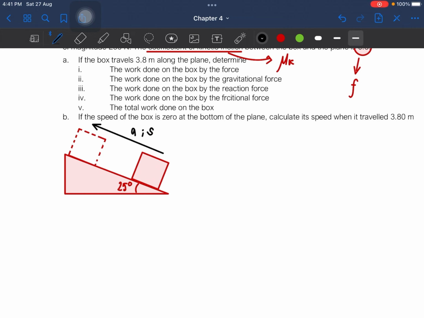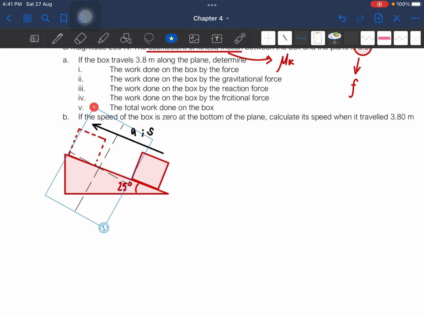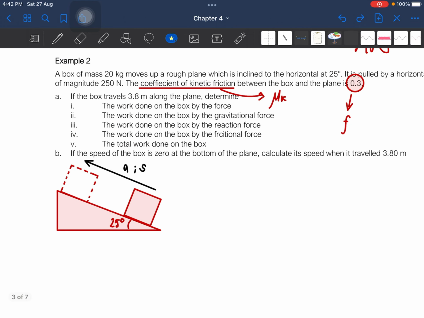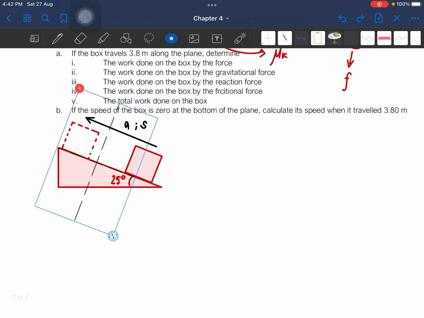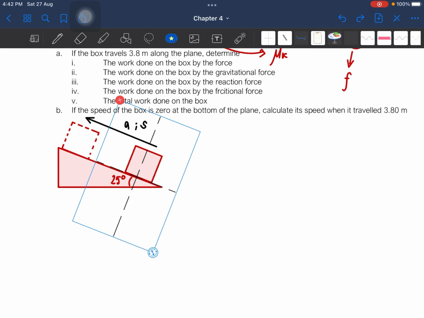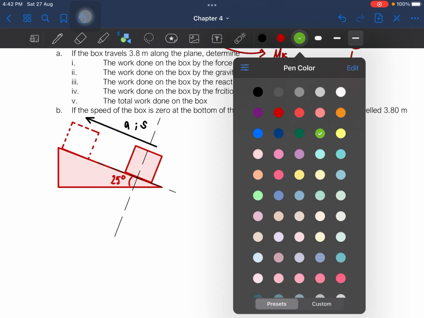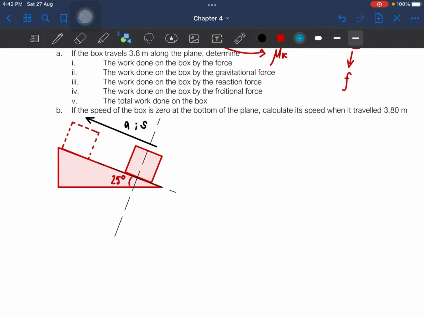Okay, so now we are gonna draw an x and y axis. Sekarang ni kita akan lukis x and y axis. Okay, so we are gonna put it somewhere here. I will be using a different color just so that you can see lah what are the forces. I'm gonna use blue lah.